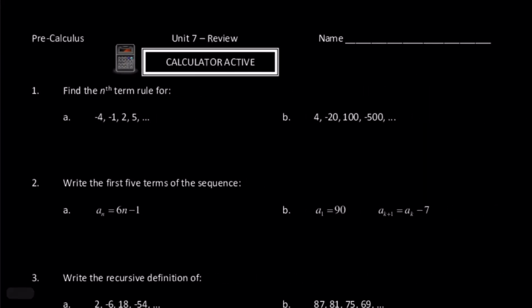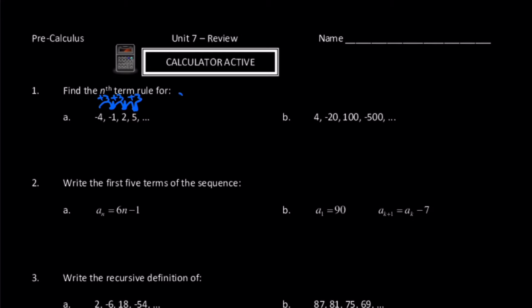All right, question number 1, it wants you to find the nth term rule for, and it gives you two different sequences. First thing we need to do is identify what type of sequence it is, arithmetic or geometric, because obviously there's a different formula. So you just want to look at the pattern here. What are we doing to each number to get the next one? And I think it's pretty obvious here we're adding 3 each time. So it's arithmetic.